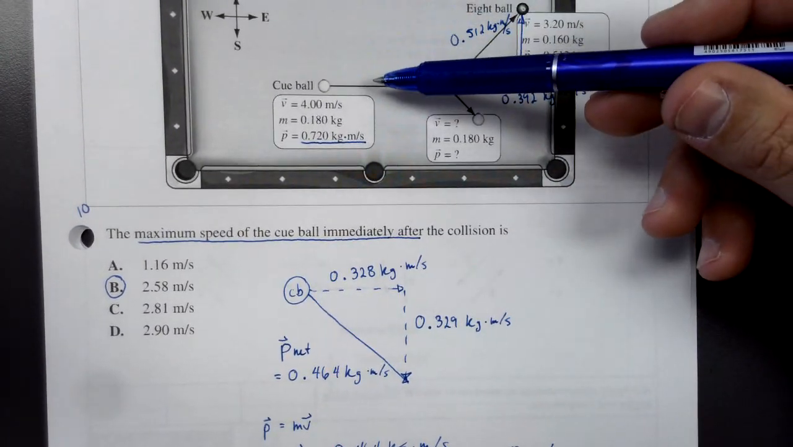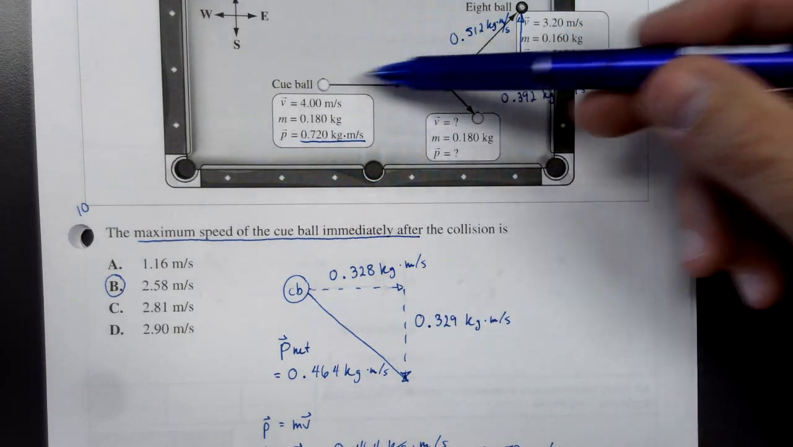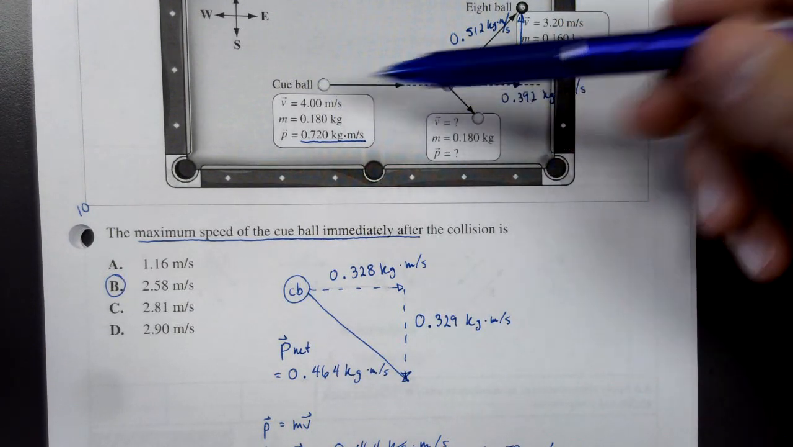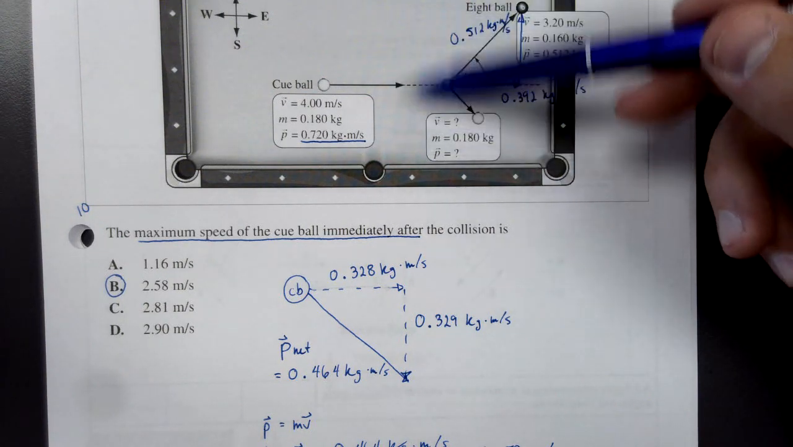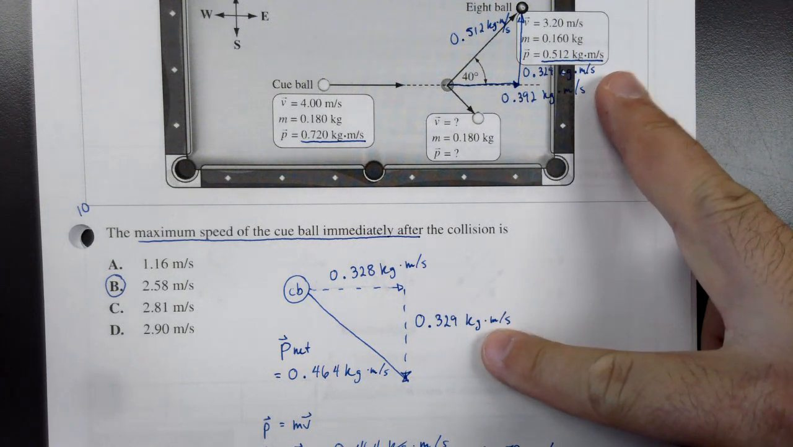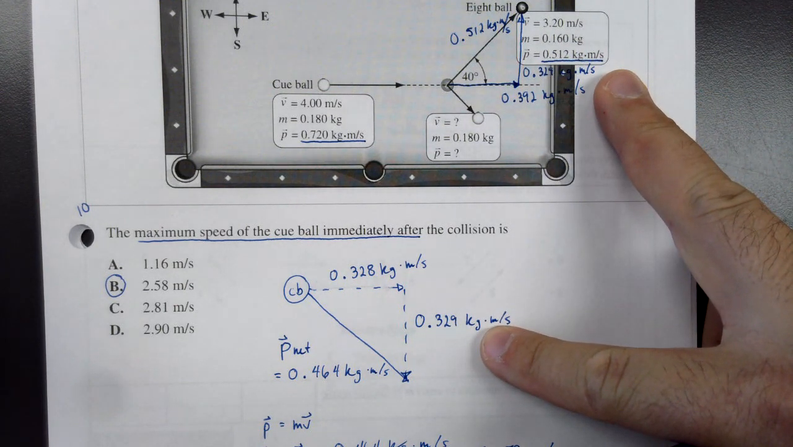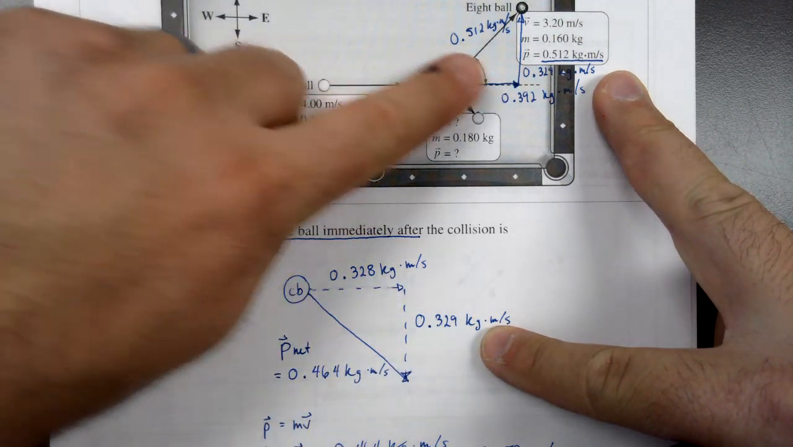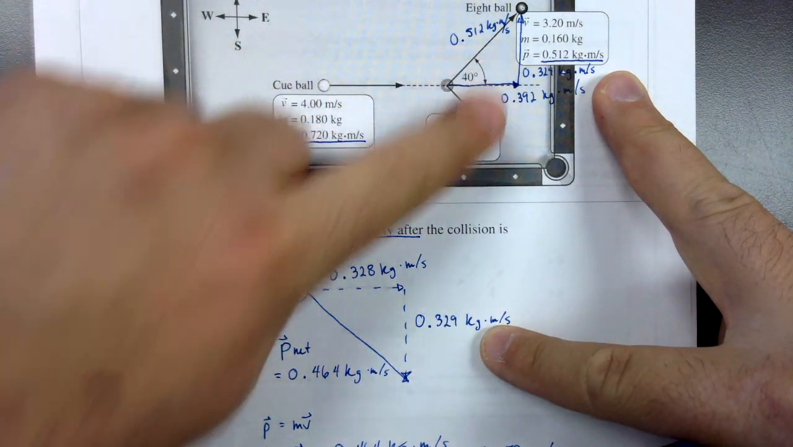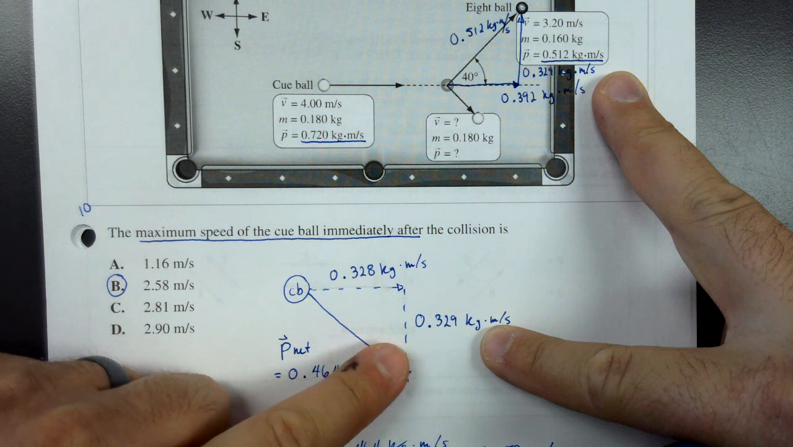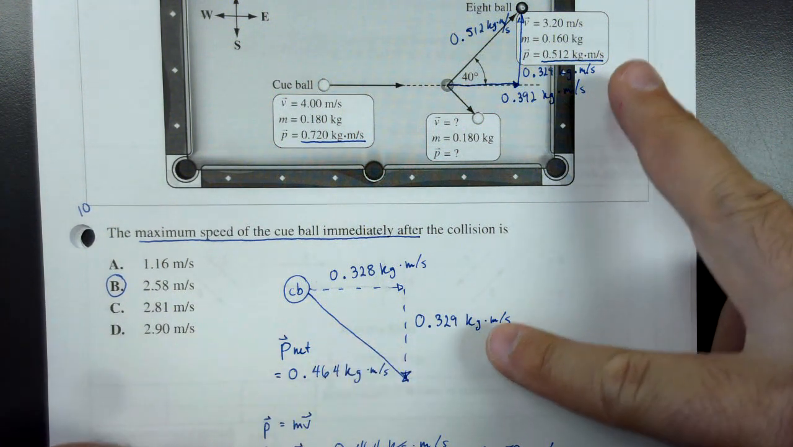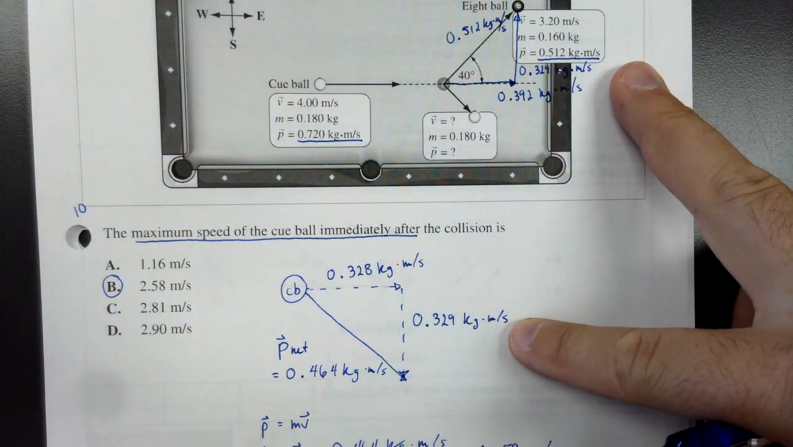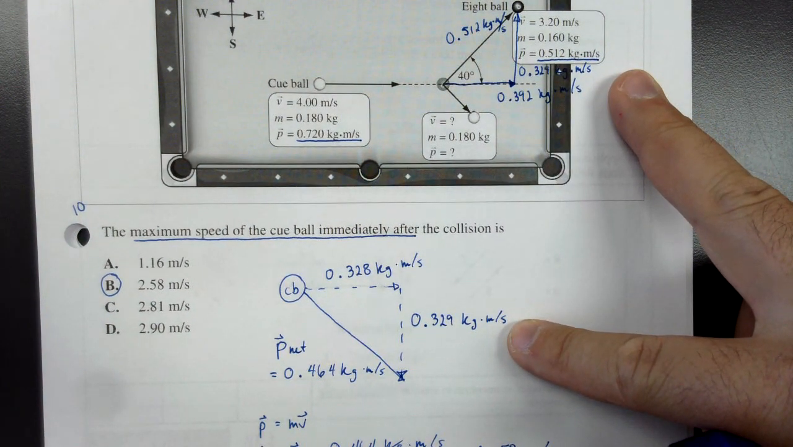Okay, now making this connection. I know my initial momentum was 0.72 all eastward. So that means with all my momentum being east, there's no momentum north or south. So these momentums have to cancel each other out. The north momentum I got from the first one was 0.329. So the south momentum I get for the second has to be 0.329, so that these two things can cancel each other out. Momentum has to be conserved. There cannot be any new momentum in the north or south direction. It all must be east.